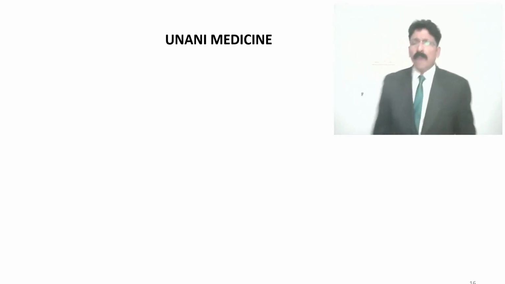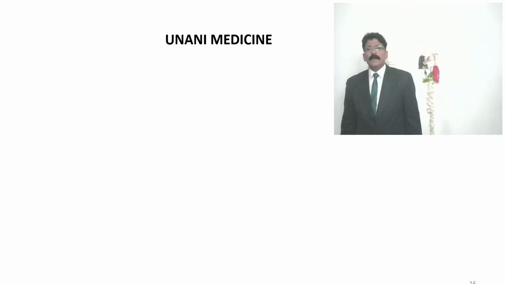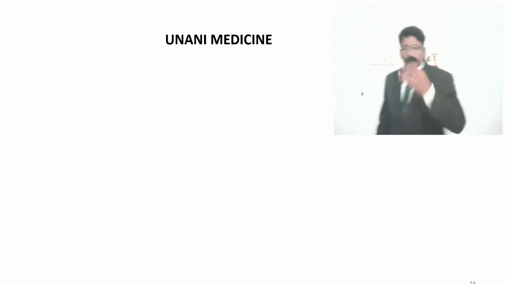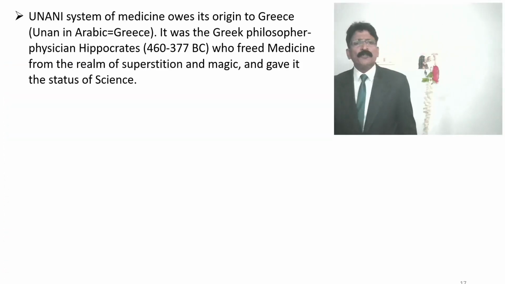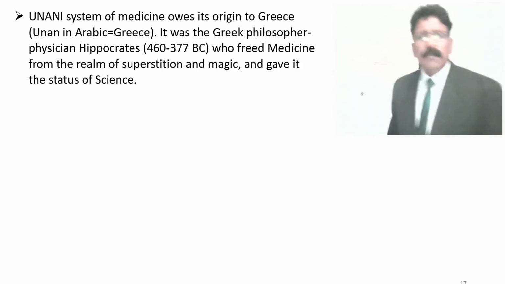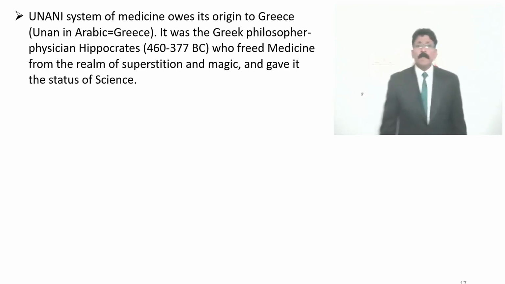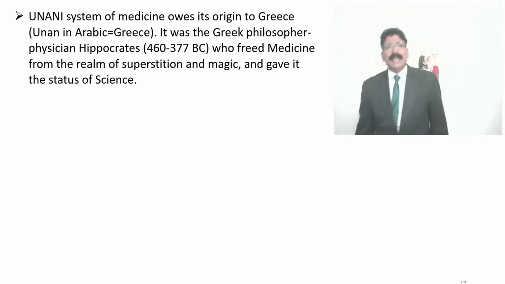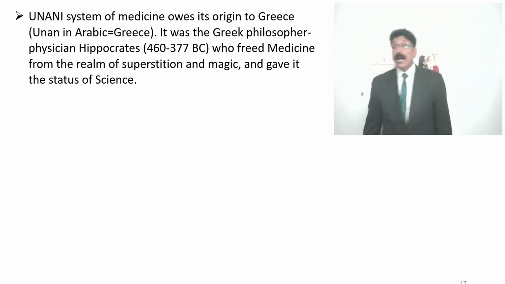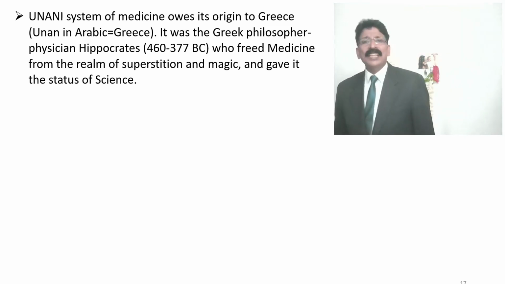Now we will come to the next system, Unani medicine. Unani is a medicine of the Arabs. You can say it's a practice of Arabic medicine, a traditional medicinal practice. The Unani system of medicine owes its origin to Greece. Yunan, in Arabic, is Greece.